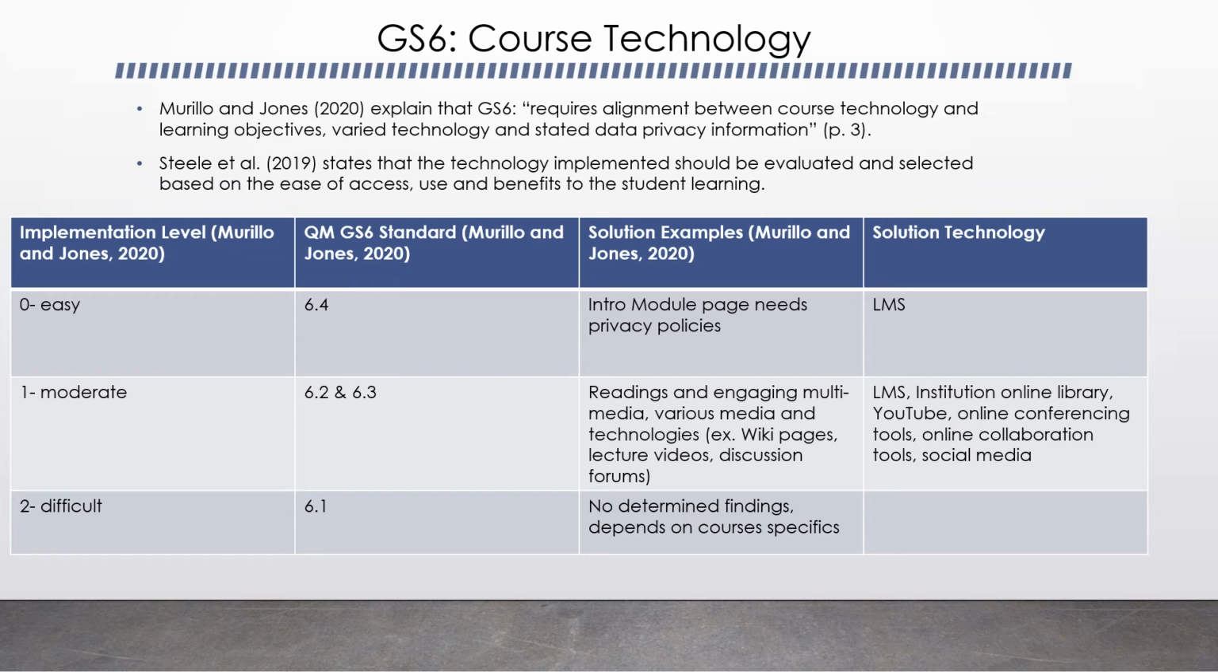For General Standard 6 on course technology, Murillo and Jones determined that the standard that is easy to implement could be to add privacy policies to the intro module page. For the standard that is moderate to implement, they suggest to add readings and engaging multimedia, various media and technologies. And for the standard that was difficult to implement, they could not determine any findings because it is dependent on the course specifics.